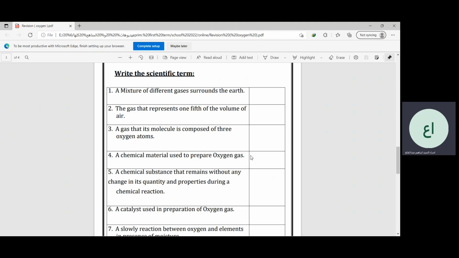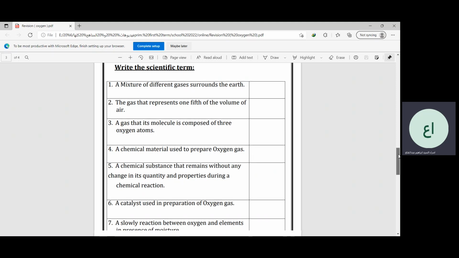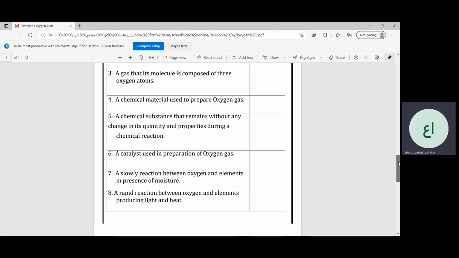Number 4: a chemical material used to prepare oxygen gas. اللي انا بحضر منها الاكسجين جاز هي الهيدروجين بيروكسيد، او ليها اسم تاني اللي هو oxygenated water. اوكي، ممكن اقول دي او دي، oxygenated water او hydrogen peroxide.